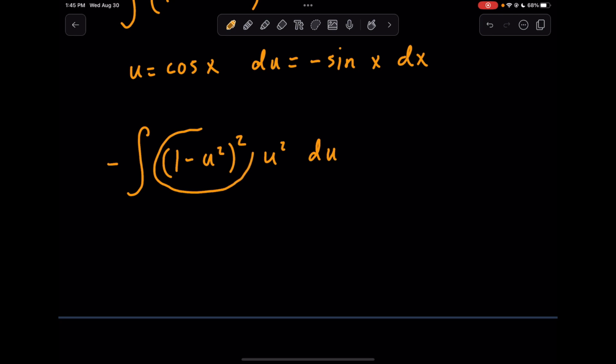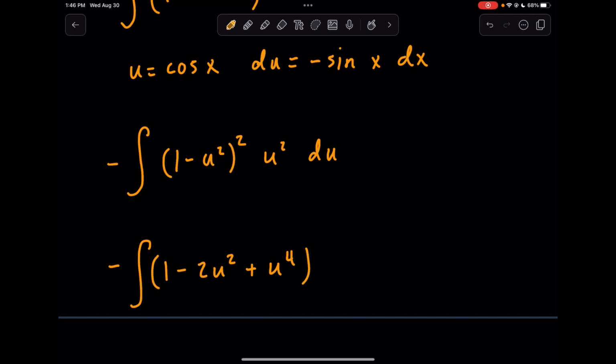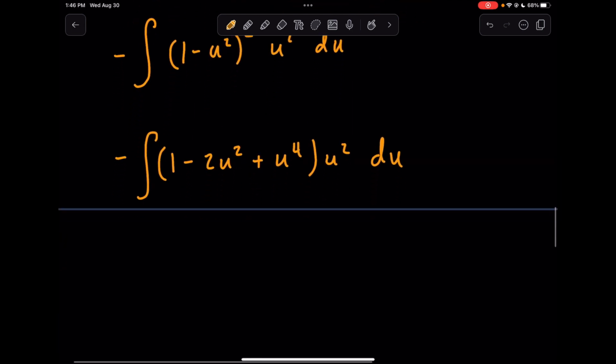So now we need to expand this. So we're going to start by FOILing this out. So that's negative integral of 1 minus 2u squared plus u to the 4th, or multiplying that whole thing times u squared. So then when we get it all expanded out, that's going to be equal to u squared minus 2u to the 4th plus u to the 6th.